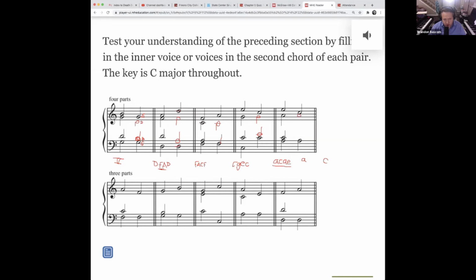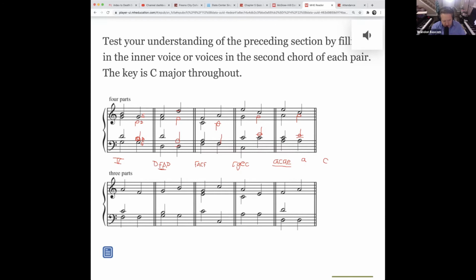Good job. And then that makes the tenor have to do what? If we do that, we've doubled our root and our third, and we don't have our fifth. E. We have the tenors go up to an E. Good job. All right, now we're going to three-part writing. Trevor, we are to you.